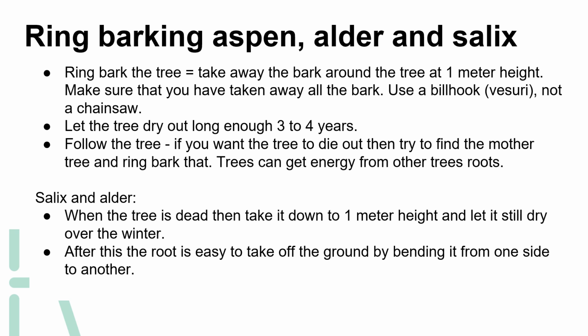So when you have been waiting for 3 to 4 years and now it's dead and really dry, then you should cut it off at 1 meter height and still leave it there to dry over the winter. The next spring, it will be easy to take it off by bending it from one side to another above the ground, and the roots in the soil will snap off, and it's easy to remove it from the soil.